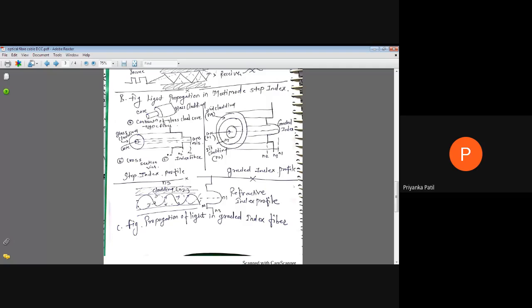step index fiber. The refractive index of the core is N1 and that of the glass cladding is N2. With the help of this, we represent that N1 is greater than N2. Therefore, the index profile of the core and glass cladding is shown in the given figure. Due to this, a sudden change happens in the refractive index at the boundary of the core and cladding. This fiber is called a step index fiber.